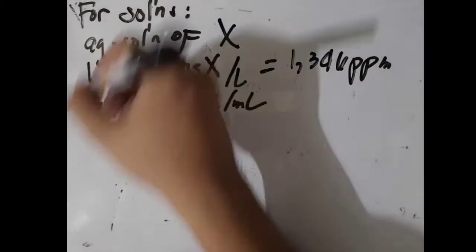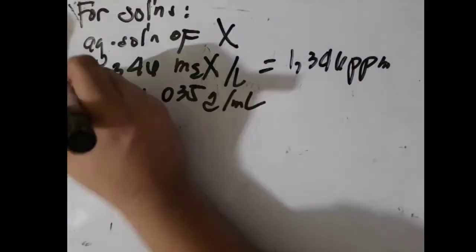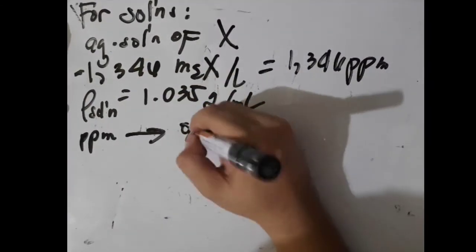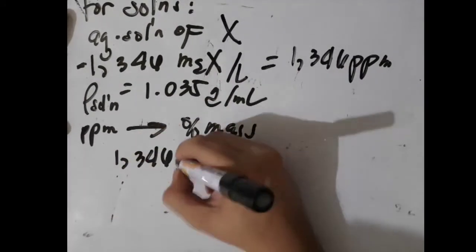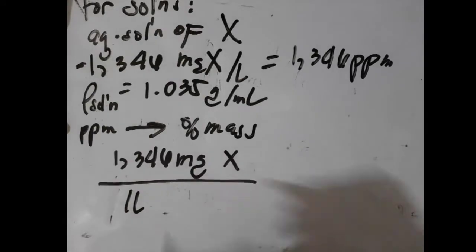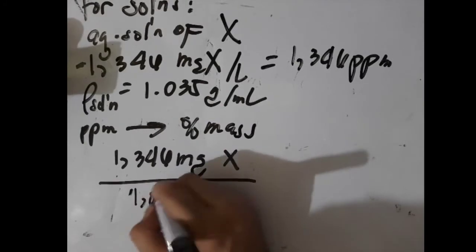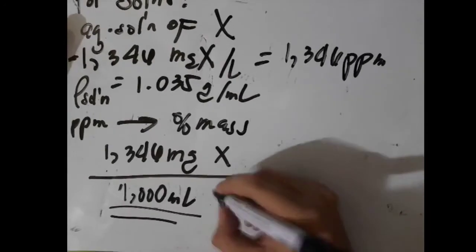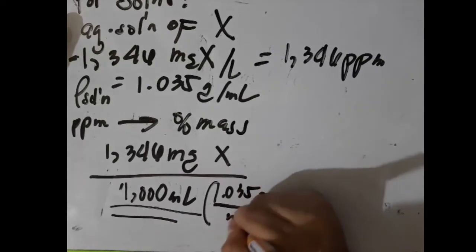So how do we do that? Now we use this one to convert it to liter. We use the ppm to convert it to percent mass. Now we have 1,346 milligrams of X per 1 liter, which is basically 1,000 ml. Since 1 liter is 1,000 ml, we change it to ml so that we can convert this volume of the solution into grams. So 1.035 grams per ml.